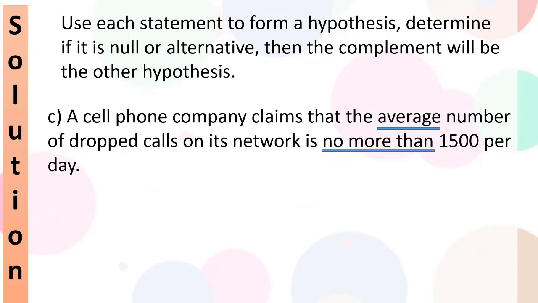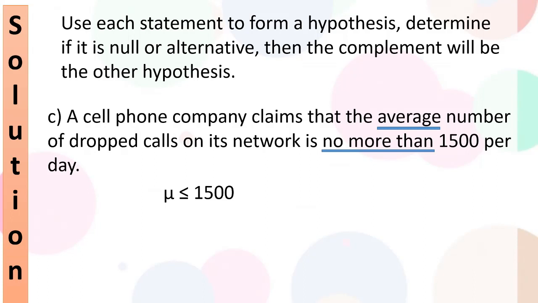That means that it has to be less than 1,500 or equal to 1,500. So mu less than or equal to 1,500, because no more than means it's not greater than that. It's not greater than 1,500. So that must mean it's either less than 1,500 or equal to 1,500.